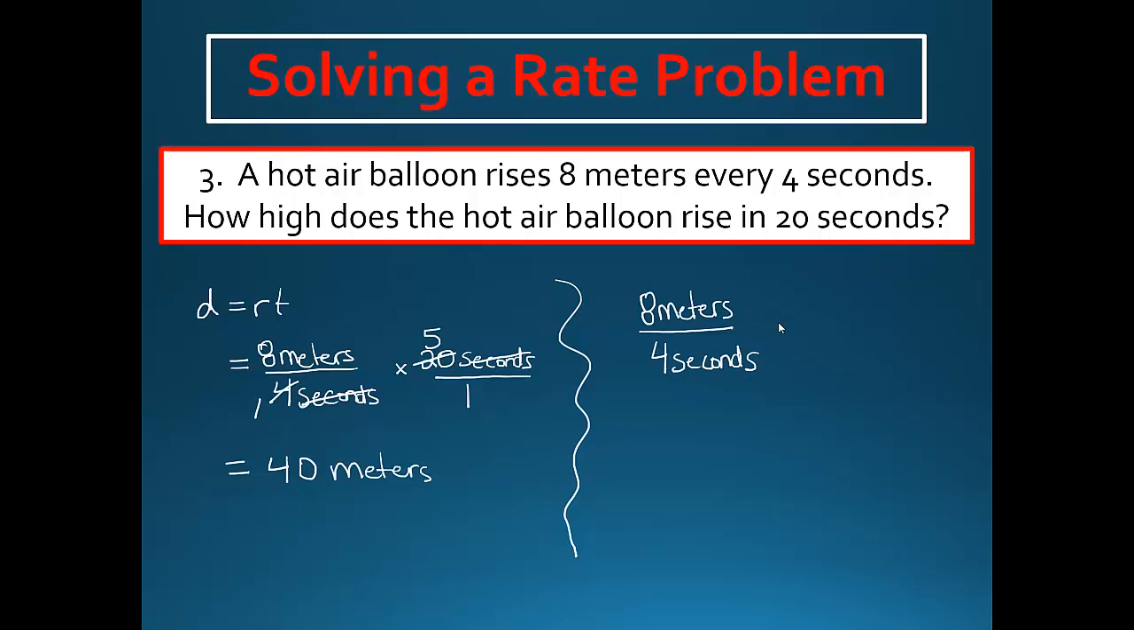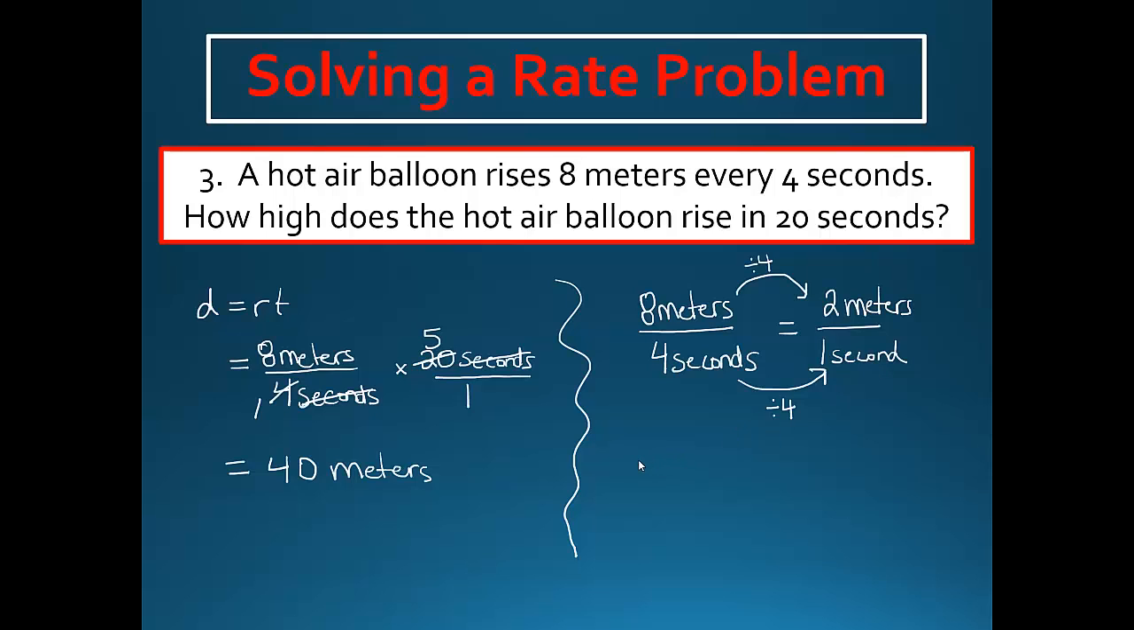Remember, to find a unit rate, we want to know how far we go in 1 second. If we go from 4 to 1, we are dividing by 4. So on the top then, we'd also divide by 4. And 8 divided by 4 is 2. So we have 2 meters. So our unit rate is 2 meters per second.